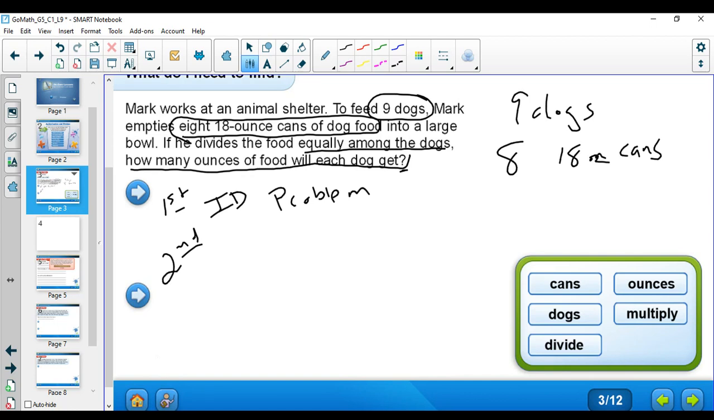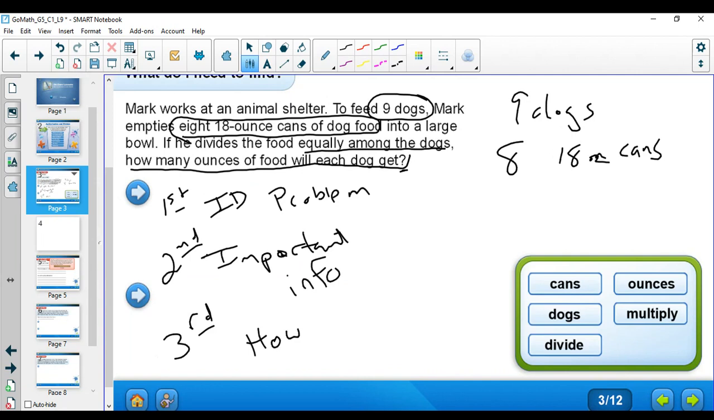So again, first we identify the problem. Second, we identify the important info: what are we going to use? Now, the final thing is that we need to figure out how we are going to use it. So how are we going to solve it?